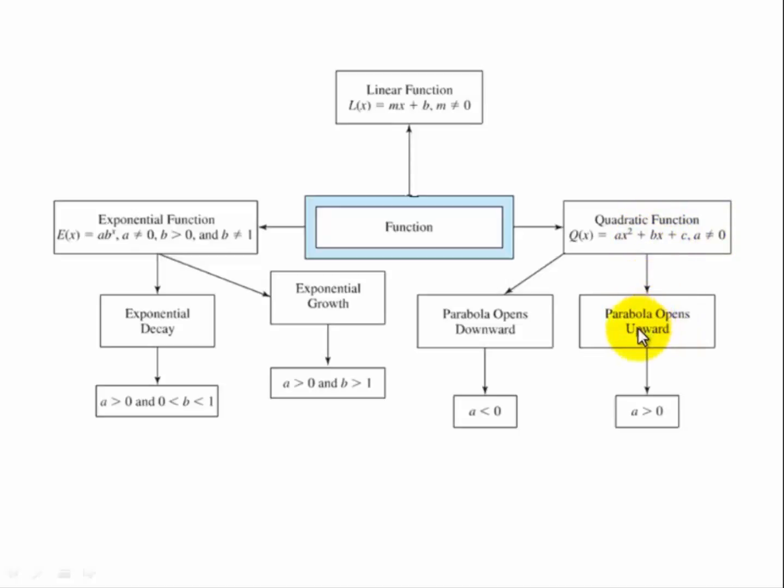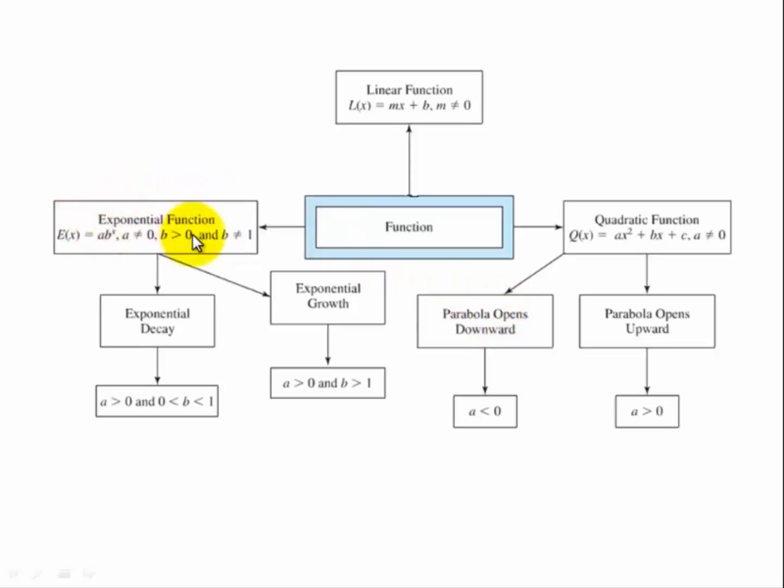If the parabola opens upward, a is greater than 0. If it opens downward, a is less than 0. If the parabola opens upward, it has a minimum point. If it opens downward, it has a maximum point.